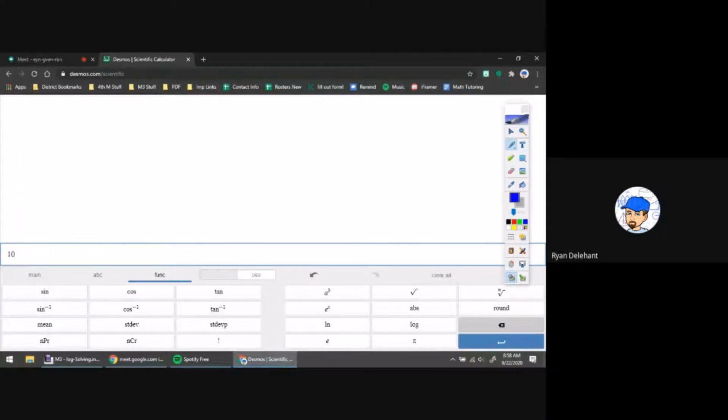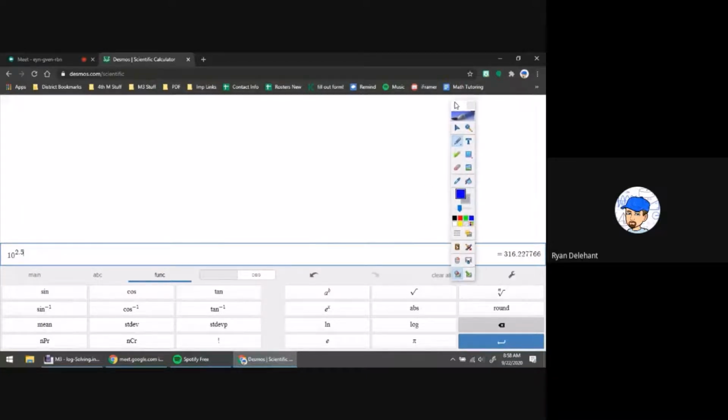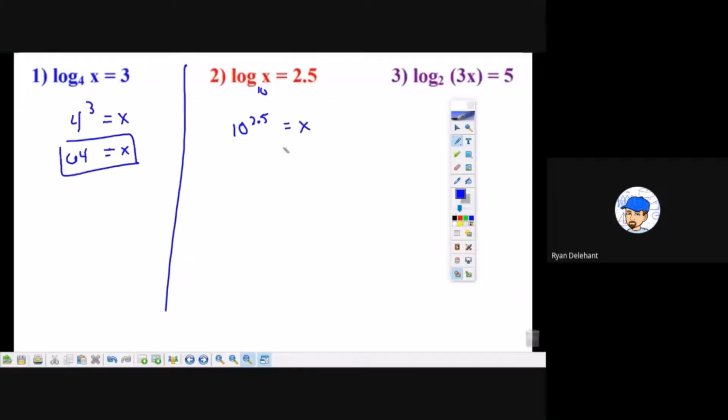So 10 to the 2.5, and that gives us 316.2277. Maybe round to 2 places would be fine. So 316.23. So this is about equal to 316.23, which would be adequate for our answers.